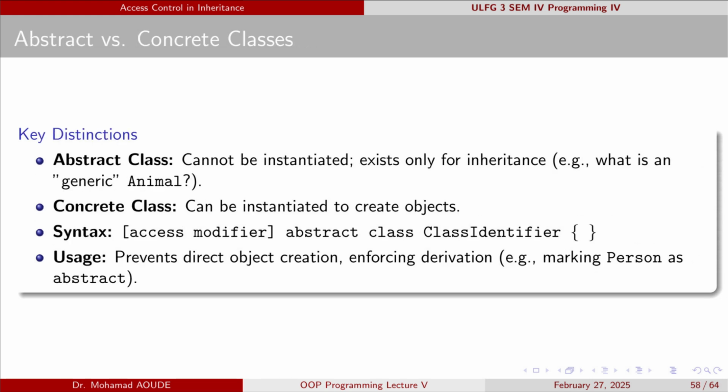Key distinction: abstract class cannot be instantiated, used only for inheritance. Concrete class can be used directly to create objects. C# syntax: public abstract class Person. Abstract classes are a design commitment. You're saying, this class is not complete on its own. You must extend it.